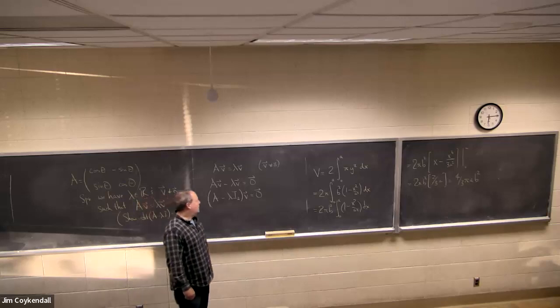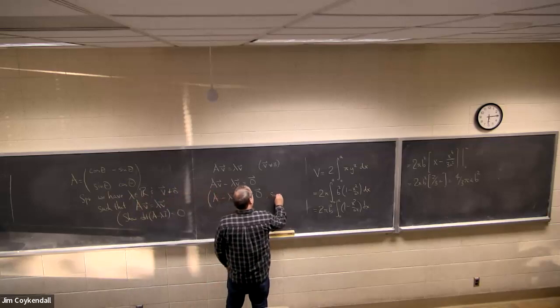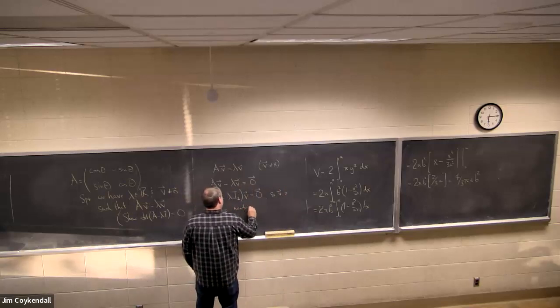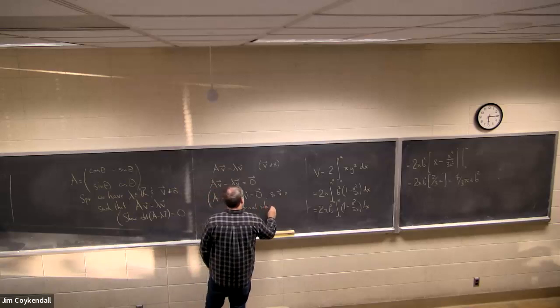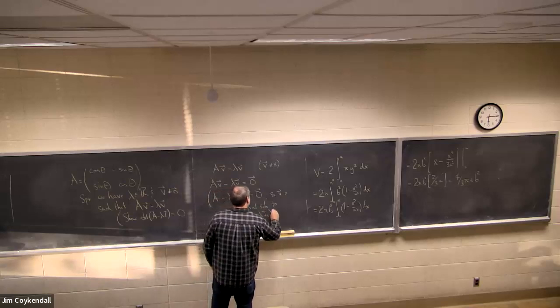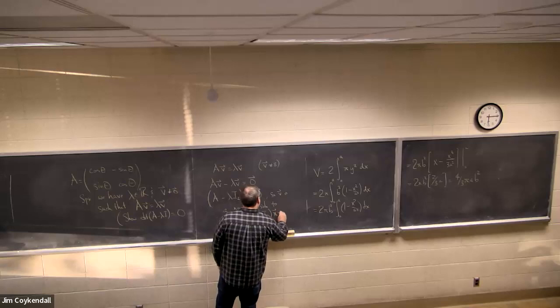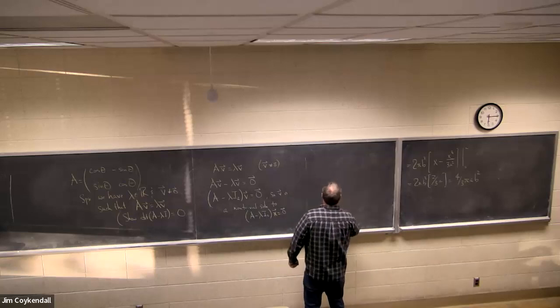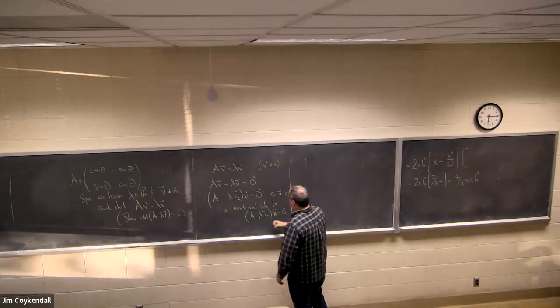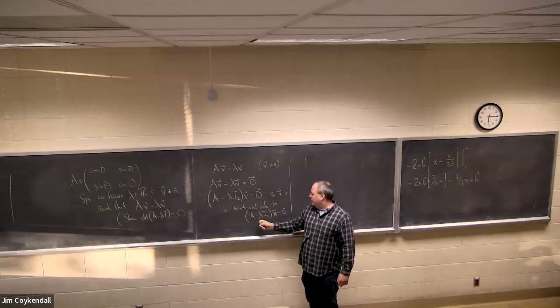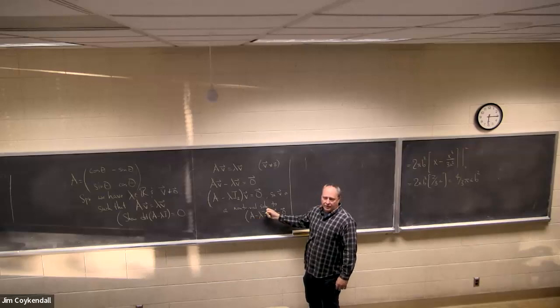Okay, so what this means is that B is a non-trivial solution to A minus lambda I times X equals the 0 vector. Now remember, think of this as just one big fat matrix, because that's what it is. It's a 2 by 2 matrix times X equals 0 has a non-trivial solution. That means the determinant of this is what?